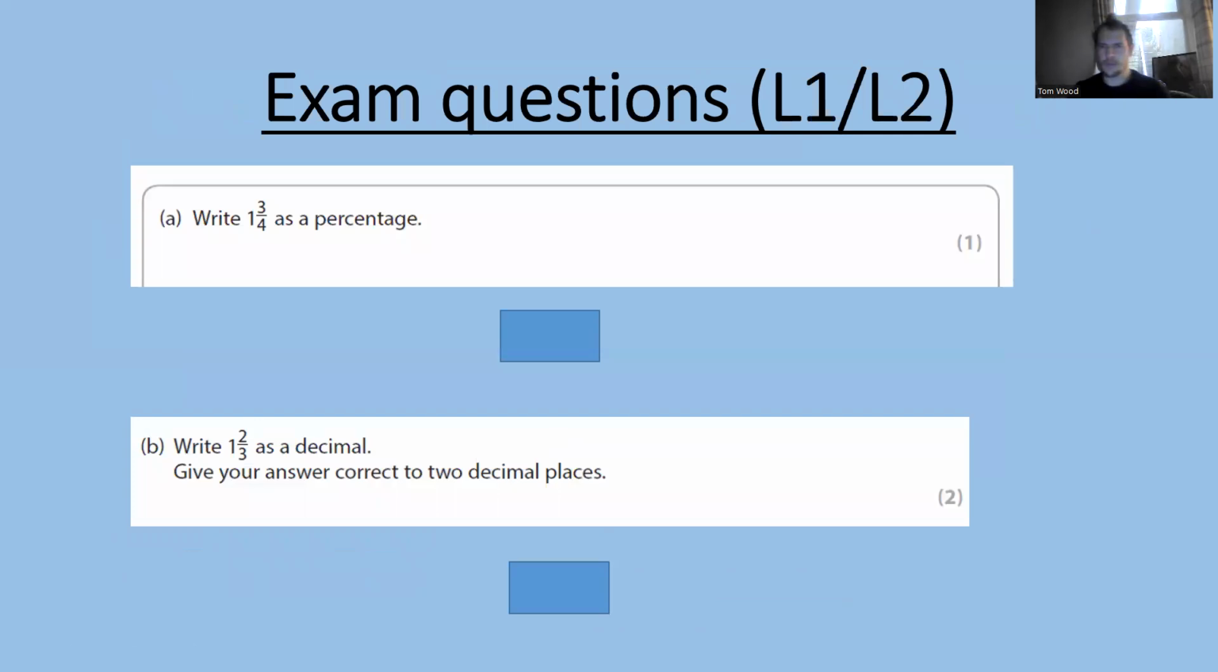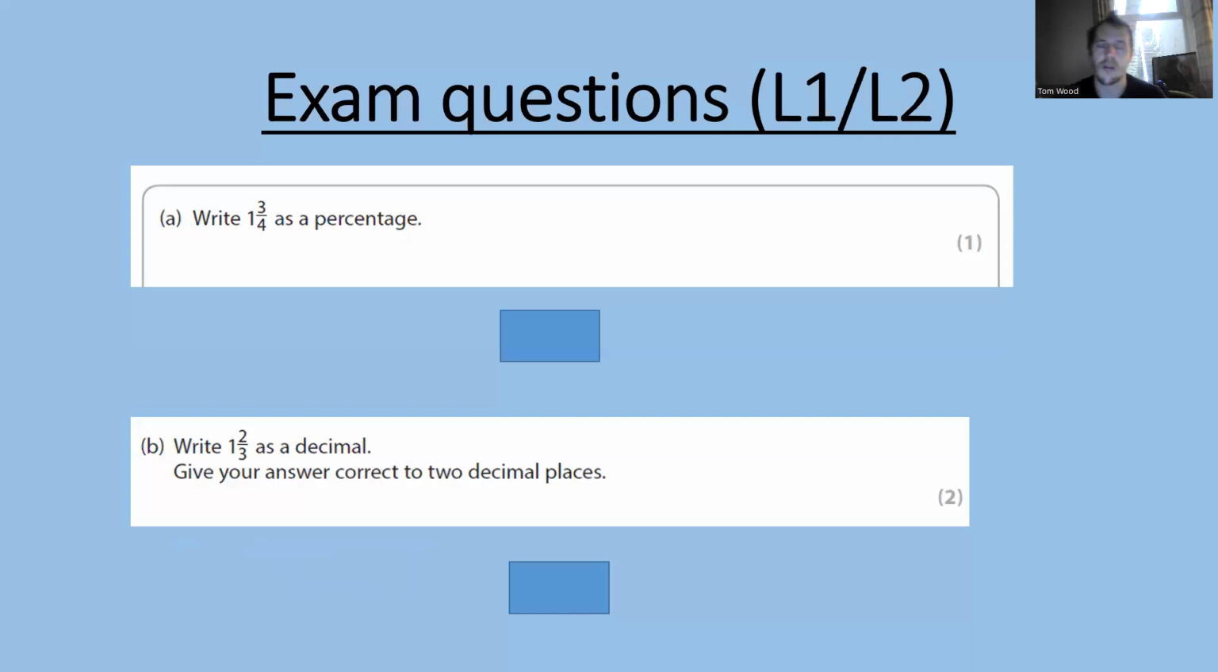Okay, so these are just two examples from past exam papers. So I just thought I'd very quickly talk through these before we recap and end the session. So our first one then, and this is straight from an exam paper. I believe this was a level 2 paper. So it just says write 1 3/4 as a percentage.